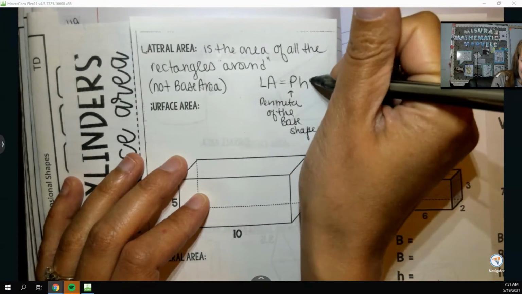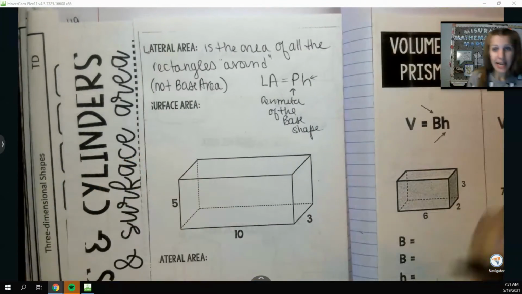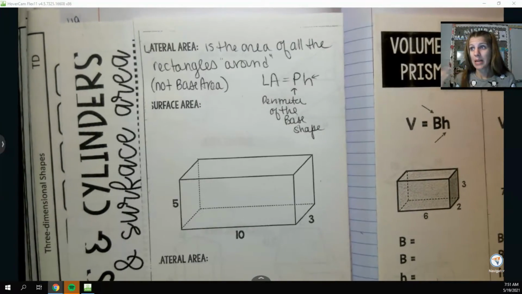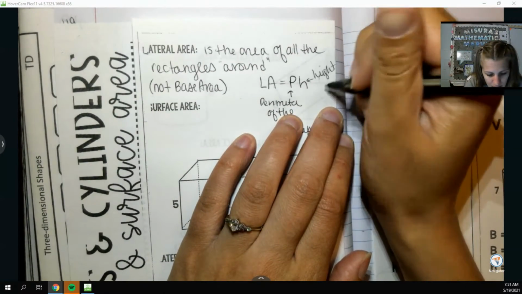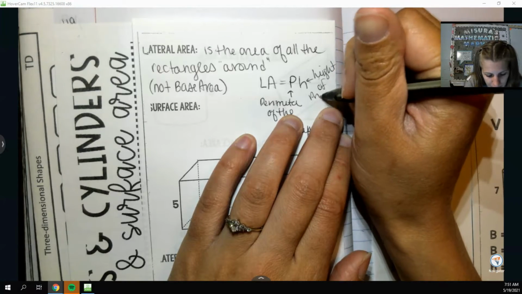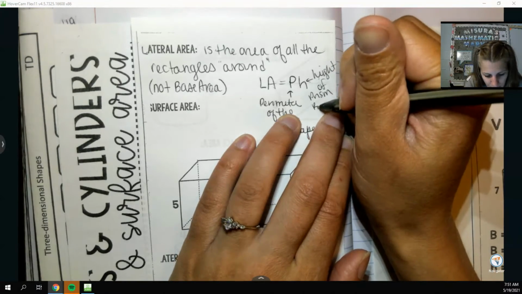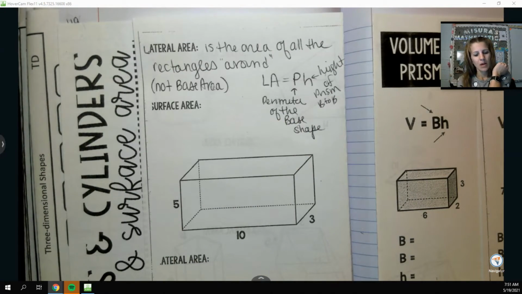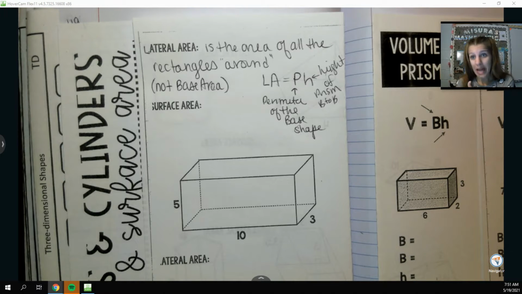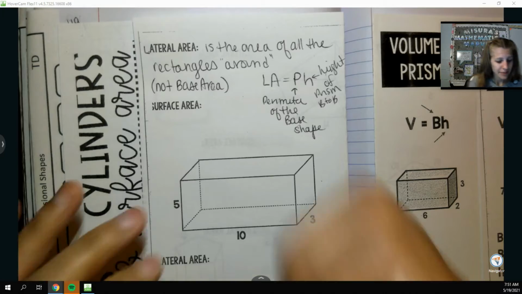And then H is height of the prism, so from base to base. B to B. Okay? It's very specific how we get height. It also needs to be perpendicular, just like it was when we were doing flat area, two-dimensional area.